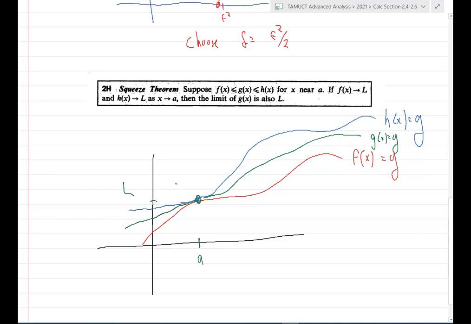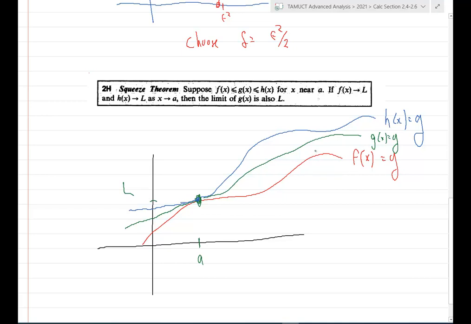Okay. You can see that the limit of f of x is L, right? It gets closer to this value. The limit of h of x is L, and g is caught in between. So there's nowhere for g to go except pass through L. So it's certainly like a bottleneck, or the squeeze theorem, right? So g has to thread the needle here.